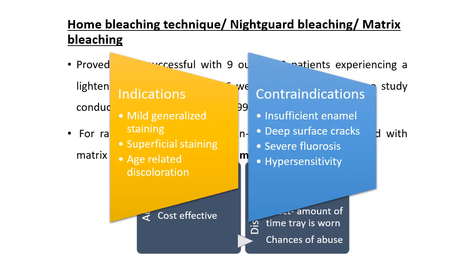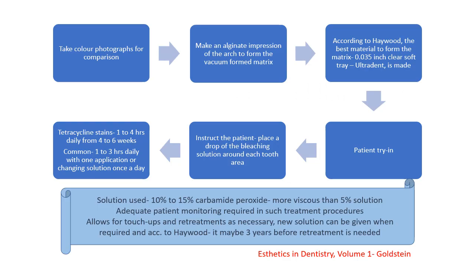Indications are in case of mild generalized staining, superficial staining, age-related discoloration. Contraindications include insufficient enamel, deep surface cracks, severe fluorosis and hypersensitivity. How to proceed with a bleaching technique is that you need to take photographs for comparison, which means you need a before photograph as well as during the treatment as well as after the treatment.